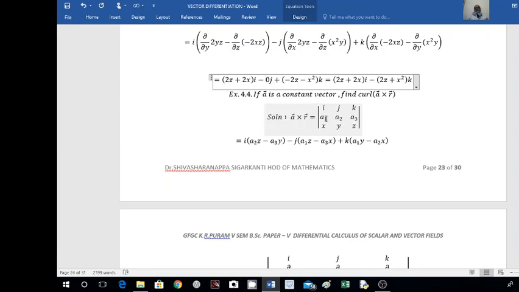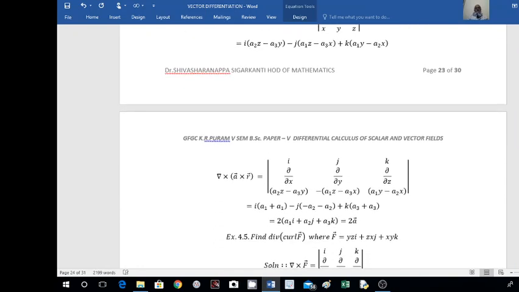Now, expanding this determinant, i into (A2z minus A3y), minus j into (A1z minus A3x), plus k into (A1y minus A2x). This is our A cross R. I have to find out the curl of A cross R. Again, I will go to the definition here. Del of A cross R is nothing but first row i, j, k. Second row the derivative operators ∂/∂x, ∂/∂y, ∂/∂z. Third row the components of this A cross R.